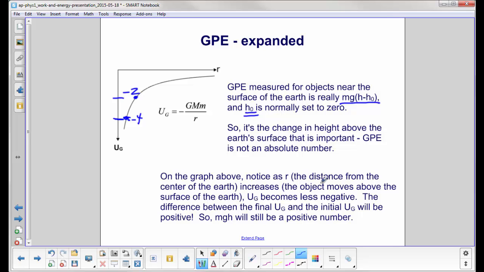So to summarize, as you get further away from the center of the Earth, the potential energy becomes less negative. Therefore, the difference between the final potential energy and the initial potential energy will be positive. Again, mgh will still be a positive number like we've been working with all course.